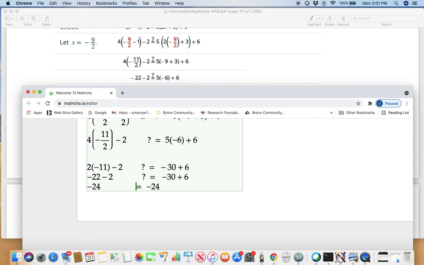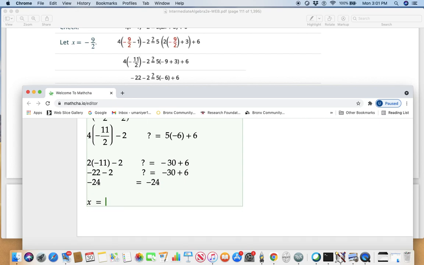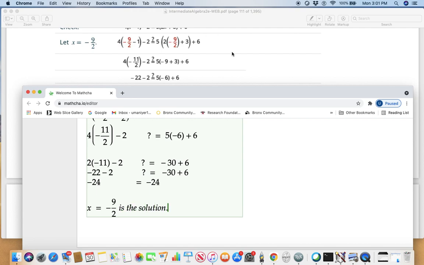Indeed, it is equal to. So, this is all good. X equals negative 9 over 2 is the solution. Okay, let's do one more problem.